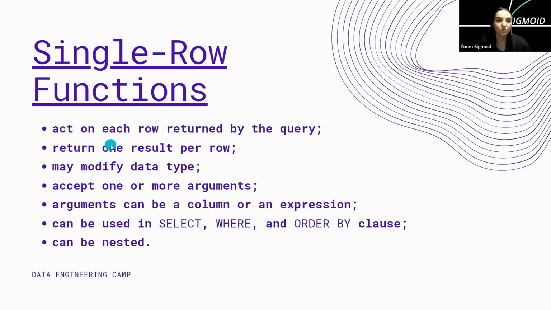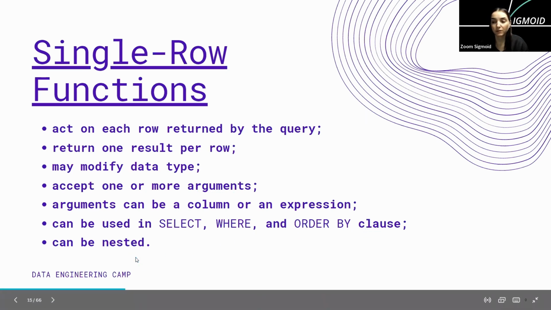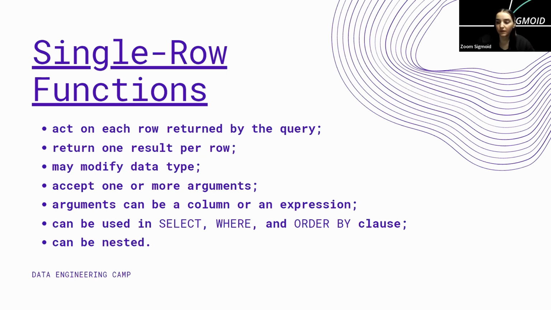Let's study the single row functions. Single row functions act on each row that is returned in a query, and return one result per row. It can be possible to return a data value of a different type than the one that is referenced. Also, they accept one or more arguments. Arguments can be a column or an expression. In addition, they can be used in select, where, and order by clauses, and can be nested. By nested, I mean that a function can be defined inside another function. But more about them we will learn at the next workshop. So now we will see some examples.